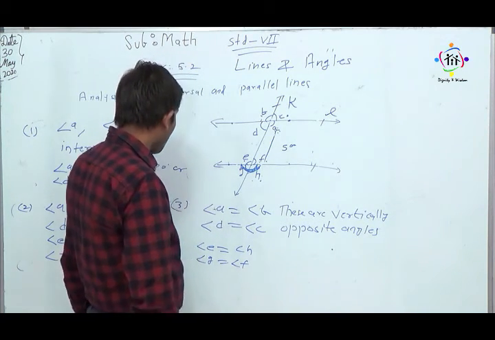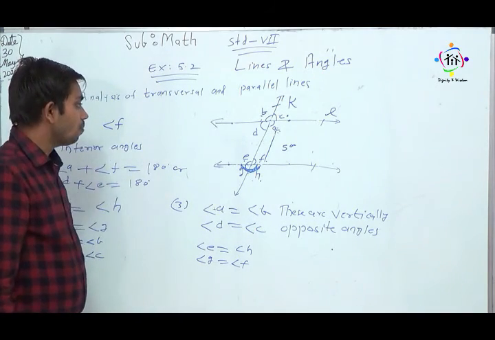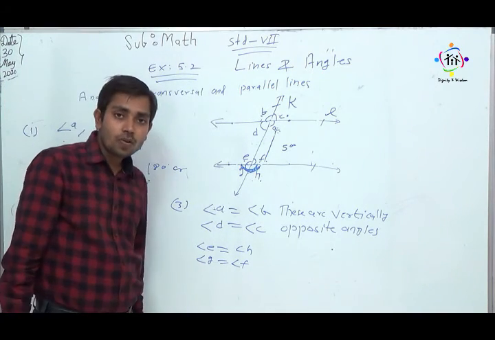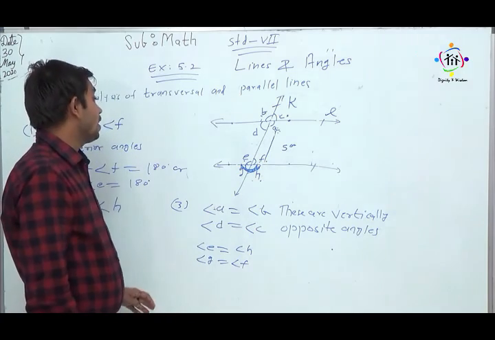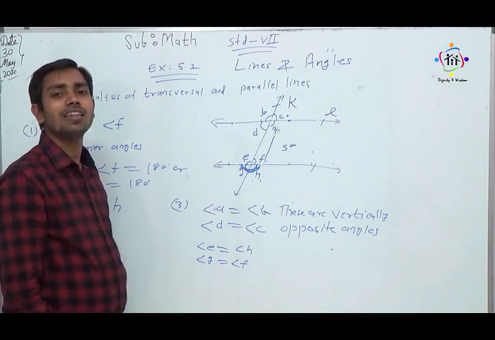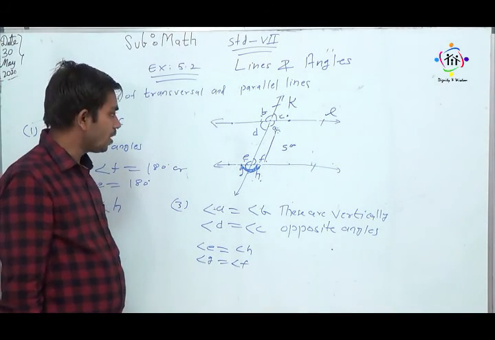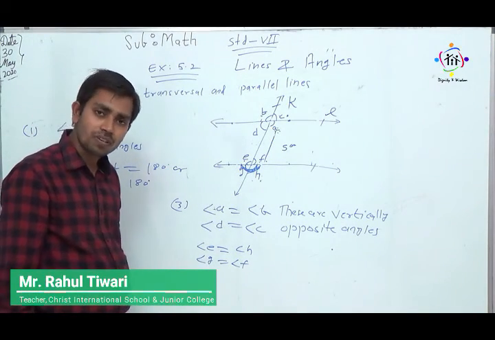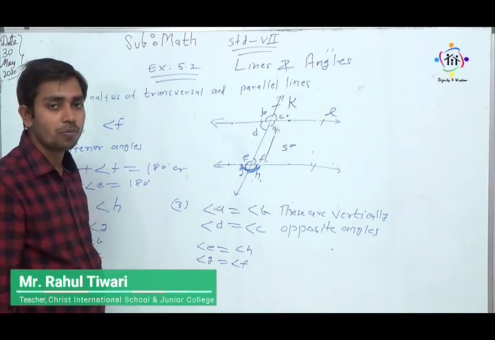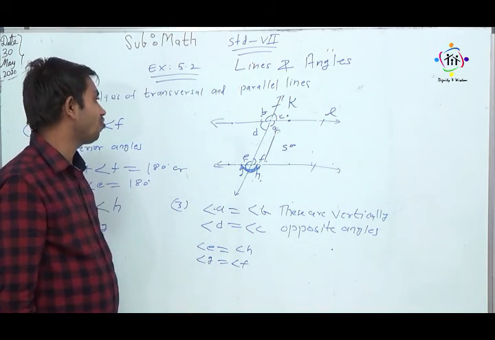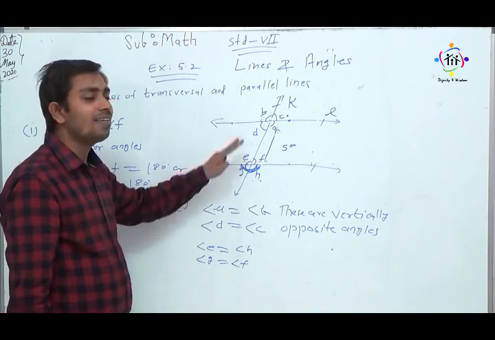So I am going to stop here. These are the important properties that you should remember in order to solve the sums based on exercise 5.2. So while you proceed to solve the exercise, my dear students, you have to remember these characteristics of parallel lines and transversals.